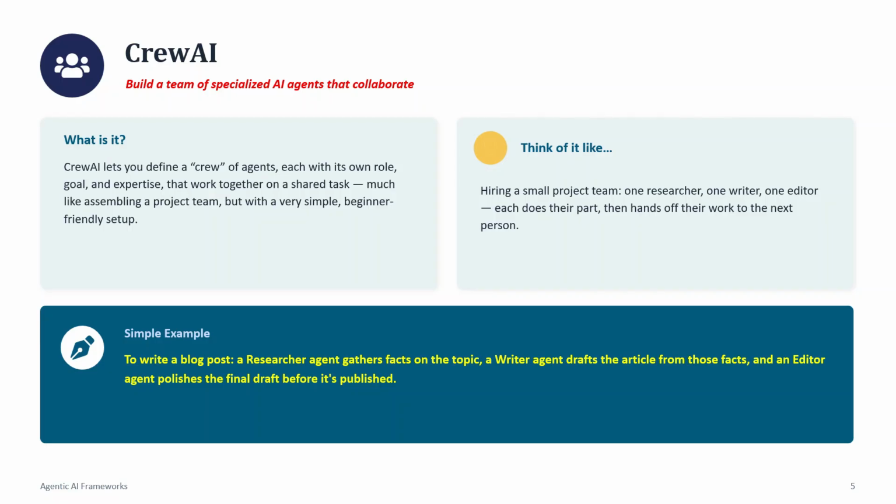Then we have CrewAI. This is built of specialized AI agents that collaborate. This is the main functionality or feature of this CrewAI. So what is it? CrewAI lets you define a crew of agents, each with its own role, goal and expertise, that work together on a shared task, much like assembling a project team, but with a very simple beginner friendly setup.